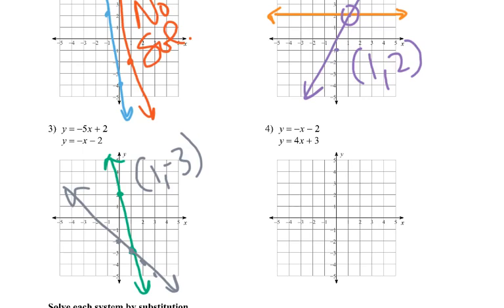Okay, number 4, -2, down 1 to the right 1, or up 1 and to the left 1. That was a horrible drawing. Okay, then up 3, slope of 4, so up 4 to the right 1, or down 4 to the left 1, which I can see exactly where they intersect, and it's at -1, -1.